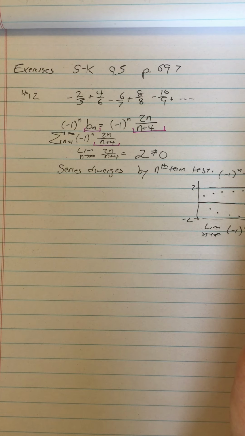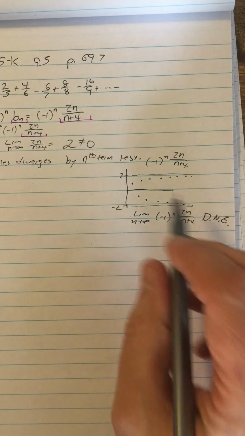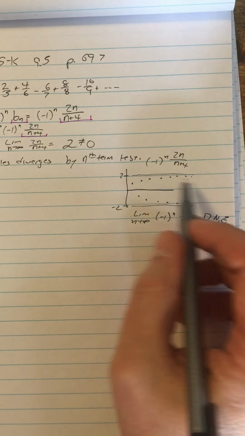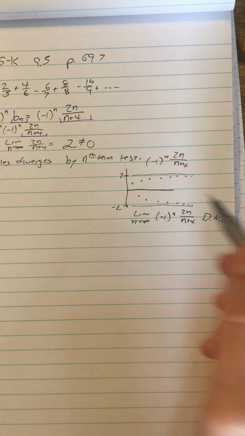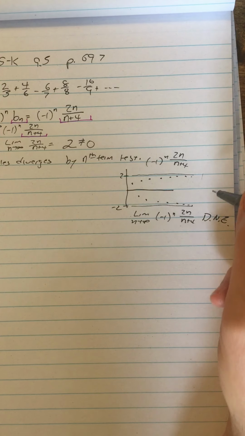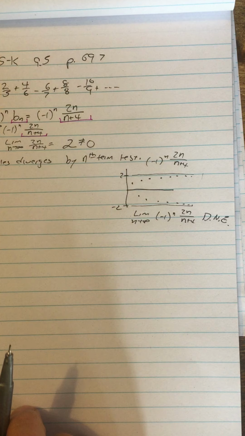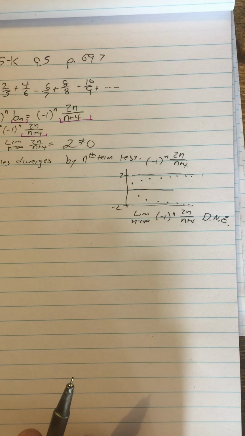Because the terms are not coming to a single value, you can make an epsilon argument: if I put epsilon around either one of these limits and make the epsilon be less than 1, eventually there will always be points jumping out of my epsilon band. So that limit does not exist. The series diverges by the nth term test. That's all we have to say about number 12.